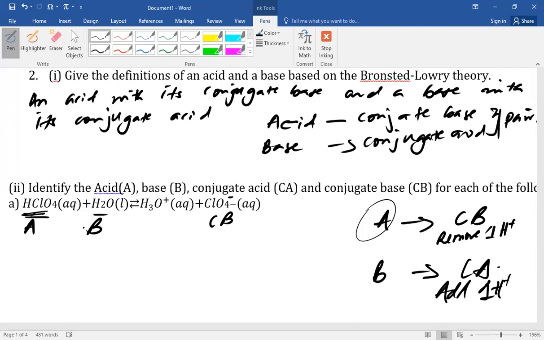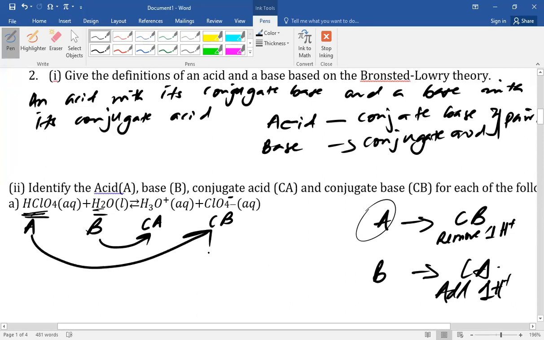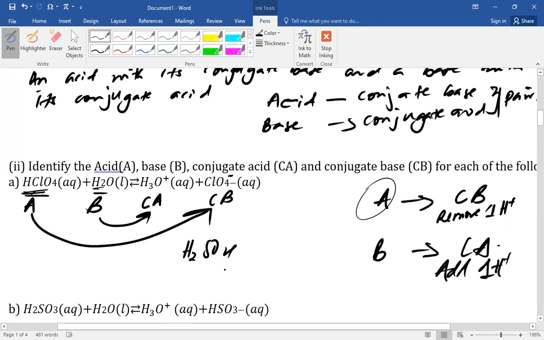So now, from the base, we get the conjugate acid by adding one more hydrogen. So here we have H2. If we add one more, it's going to be H3. Which means that this is the conjugate acid. So that's how we do such problems. So let me just give you an example. Let's say we have sulfuric acid like this.